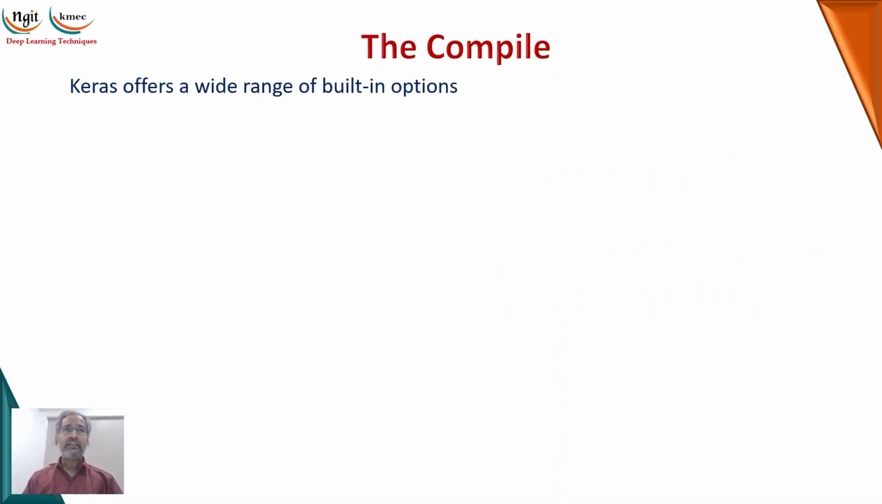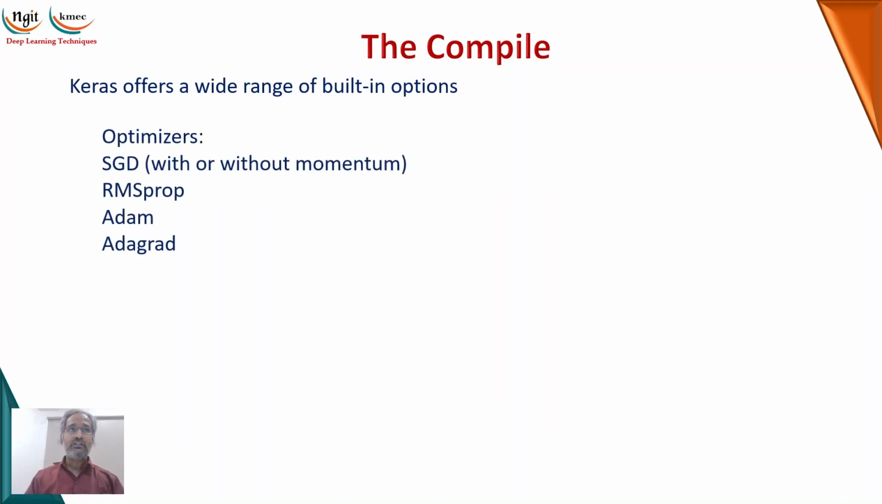Keras offers a number of built-in options. The optimizers: SGD, the stochastic gradient descent, RMSprop, then Adam and Adagrad. These are the various optimizers available. Some of them are momentum based algorithms. This we will discuss in the third unit as part of the gradient descent concept. After gradient descent we will discuss them.